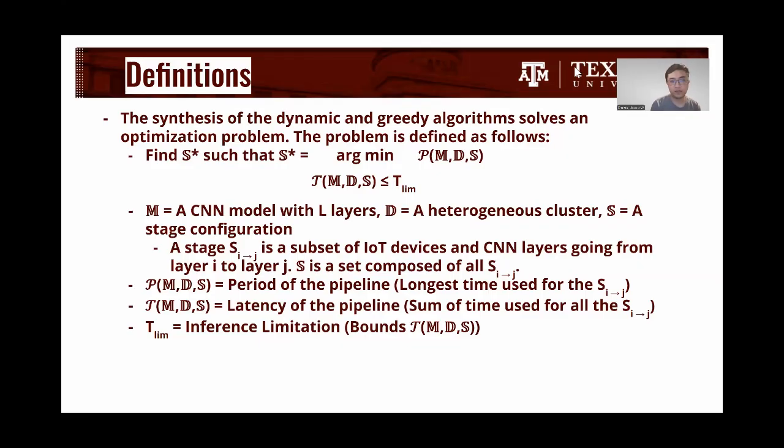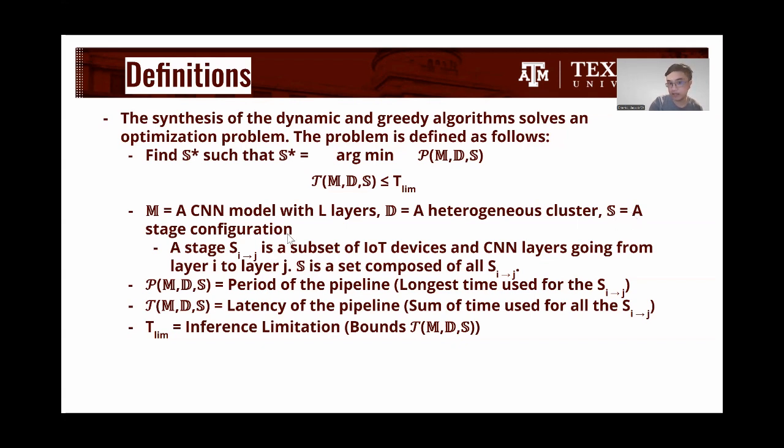So let's start with some definitions. We want to find the special S star such that S star is this equation over here. Let's define some of these special characters. The special M is a CNN model with L layers. The special D is a heterogeneous cluster, and the special S is a stage configuration.